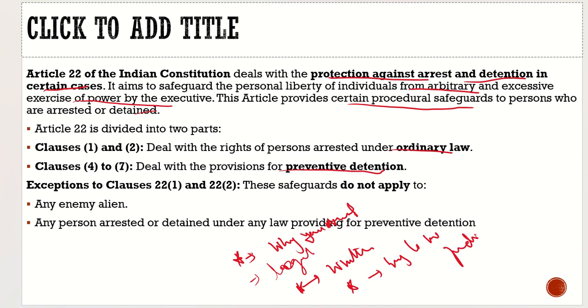Within 24 hours you have to be brought to the judicial magistrate. He will look into the matter within 24 hours. If you are detained of any crime, you would be told the reason for that. You would be given it in written form.